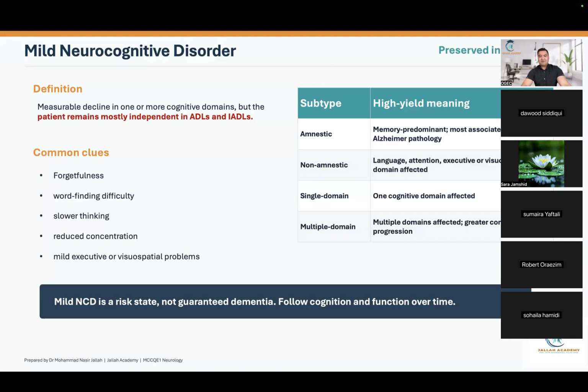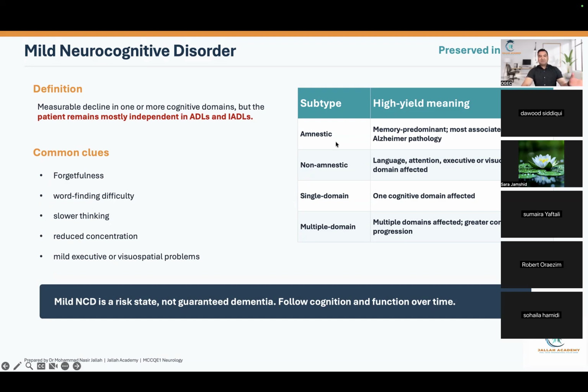Now, it has some subtypes. Subtypes are called amnestic, non-amnestic, single domain, and multiple domain. When it is mild neurocognitive disorder, but amnestic type, it means it is more amnesia predominant or memory predominant, most associated with the Alzheimer pathology.